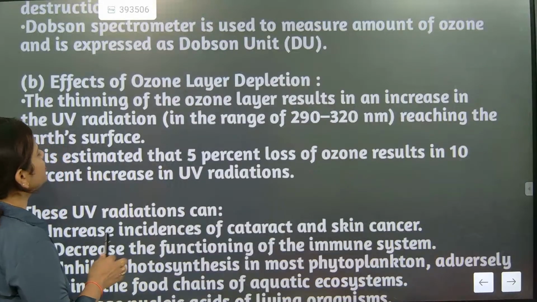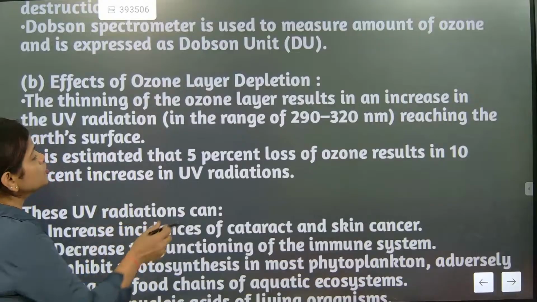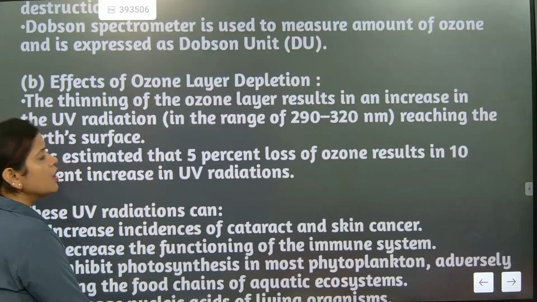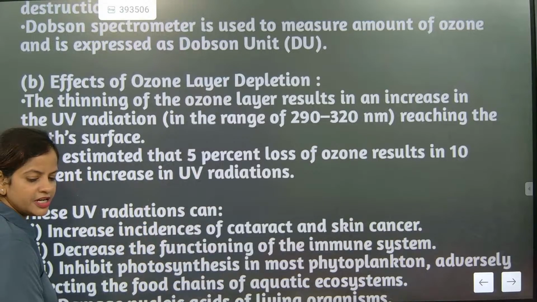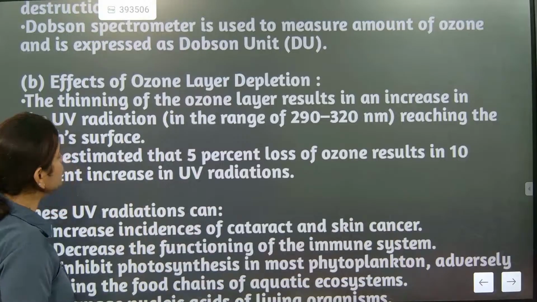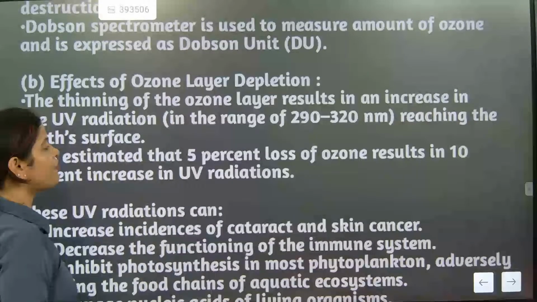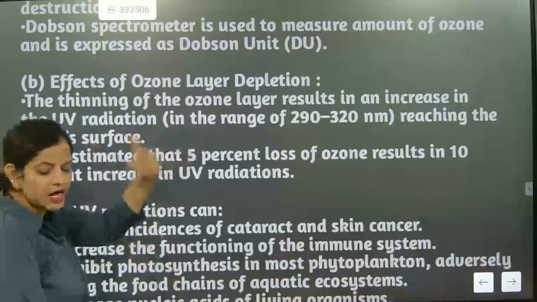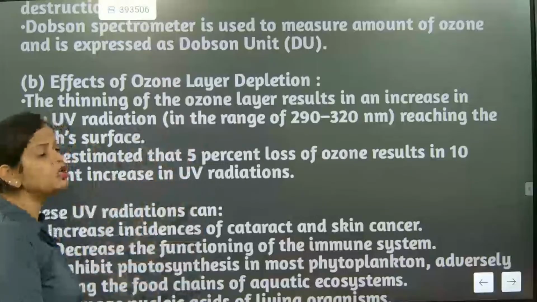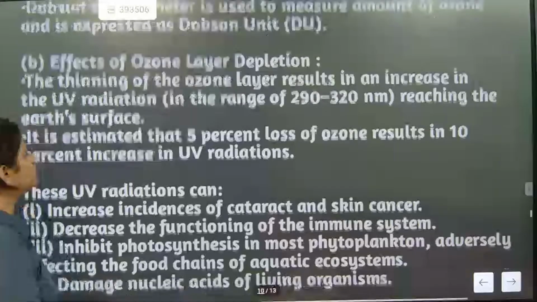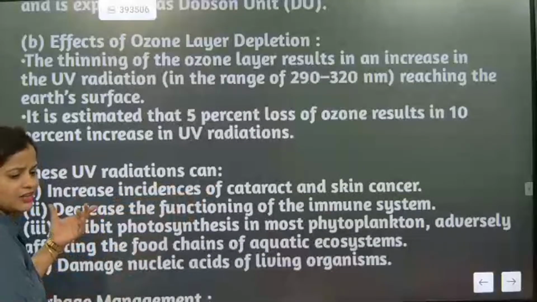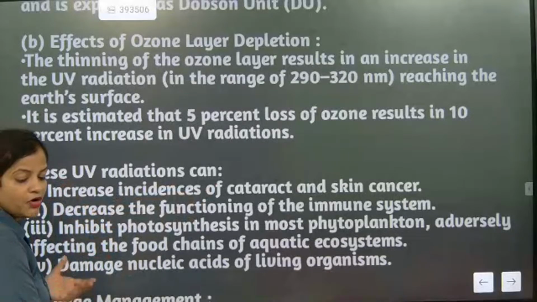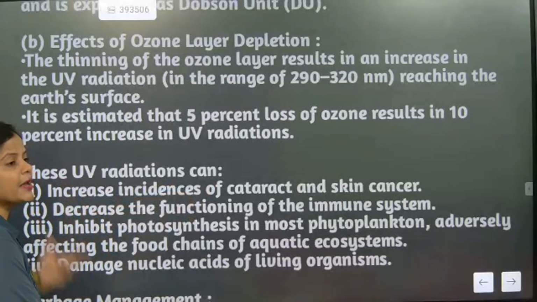So when we talk about the estimate, a 5% loss of ozone results in a 10% increase in UV radiation. So note down this one. UV radiation will start coming inside the atmosphere. These radiations can cause cataract and skin cancer. Note down everyone: these radiations are capable of cataract and skin cancer.